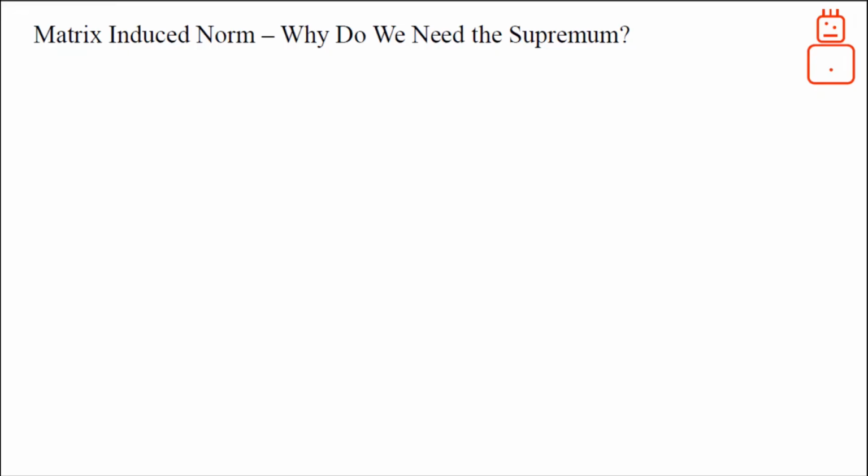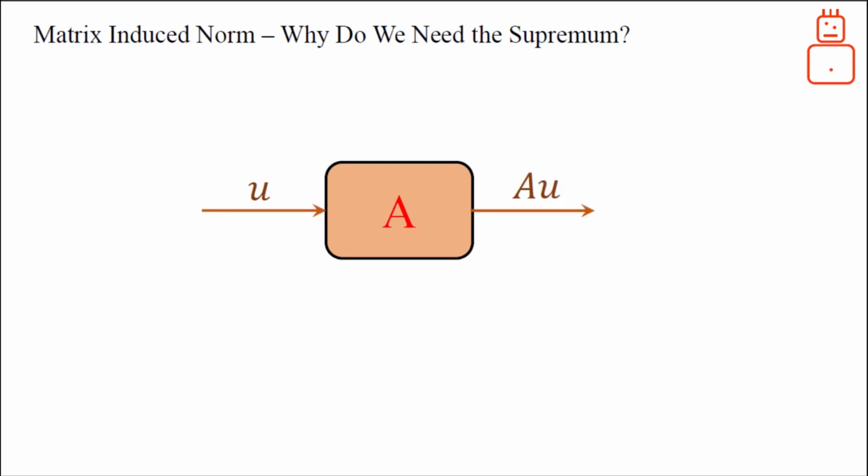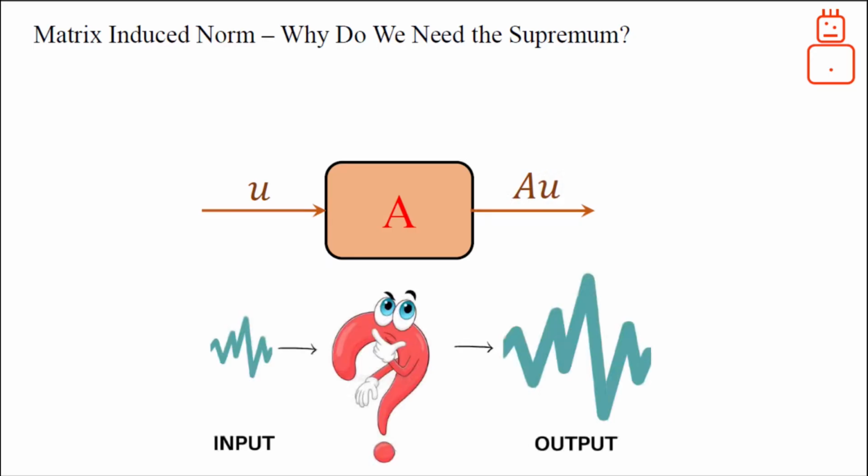Matrix induced norm. Why do we need the Supremum? Suppose a matrix A represents a system. A vector U is the input signal, and after passing through the system, the output becomes AU. Naturally, we would like to measure how much this system amplifies its input U. This is exactly what a matrix norm tells us.